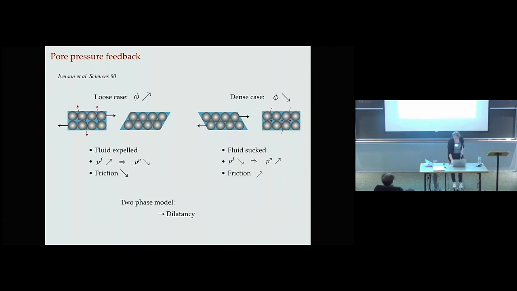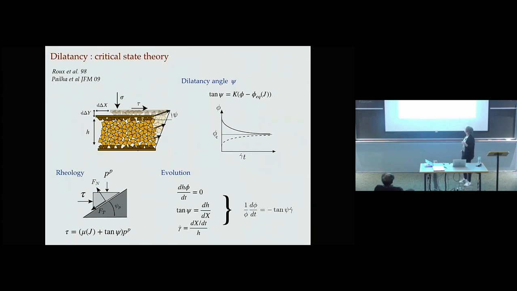For the dilatancy model, we use the work of Pailha and Pouliquen, which is also based on the critical state theory and Roux and Radjai. So the idea is that if you go back to the plane shear geometry, when you shear, you will see that you have a vertical motion, which can be positive or negative.